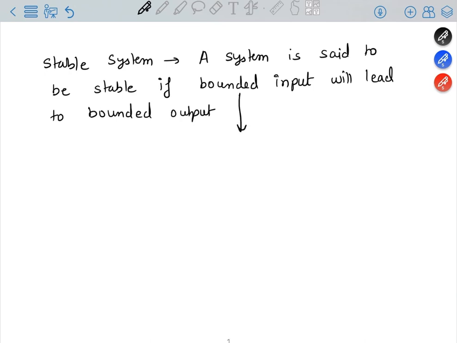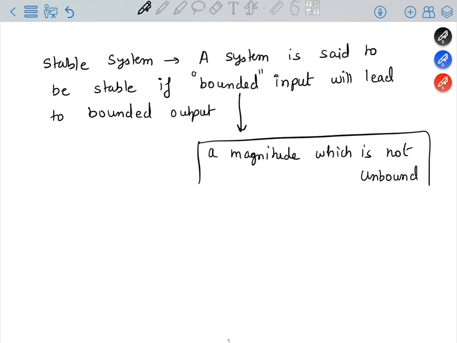Here the word bounded refers to a magnitude which is not unbounded. So the magnitude should be a finite value. It is not that it is infinite or increasing with time. So it should be bounded.